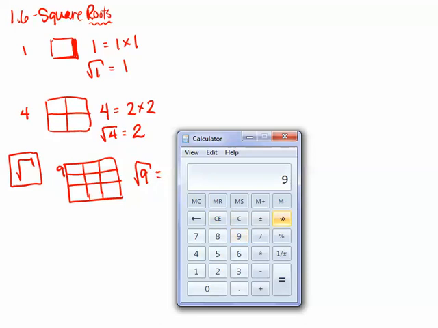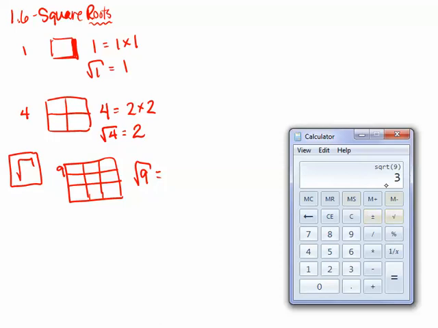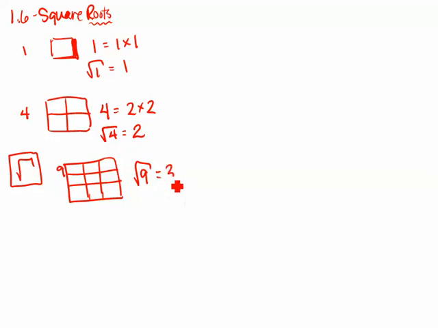on my calculator, I have to press the square root button after my number. Sometimes some calculators you have to press it before. So make sure you know how to use your calculator appropriately so that you can get the correct answers. So in this case, you look at here, the square root of 9 is 3.